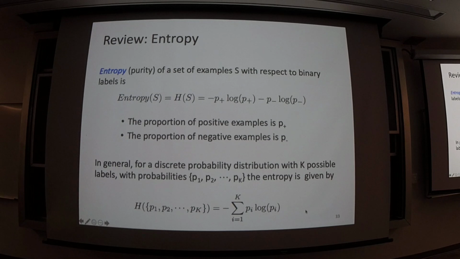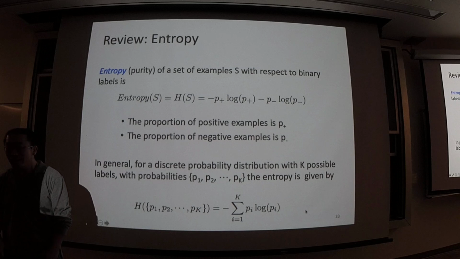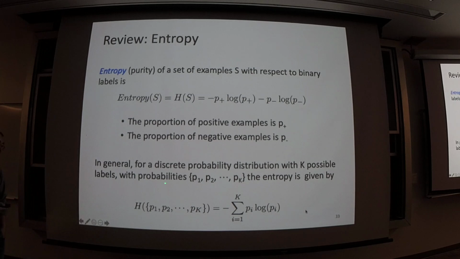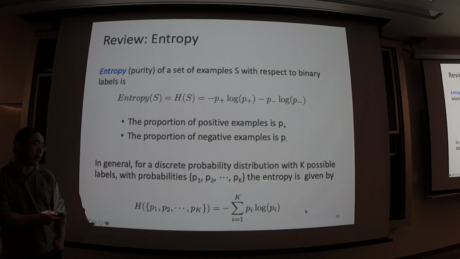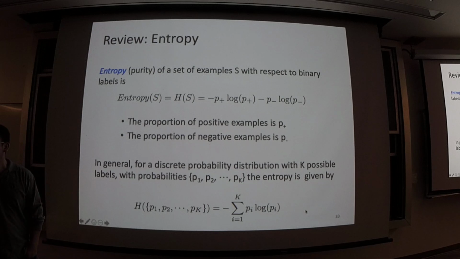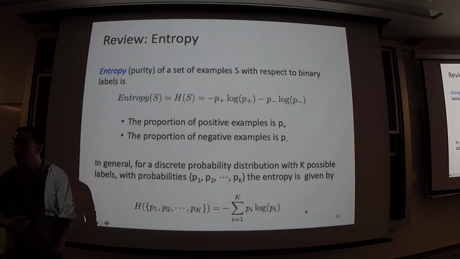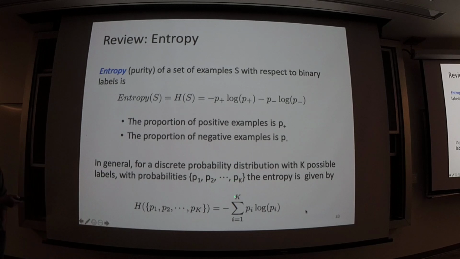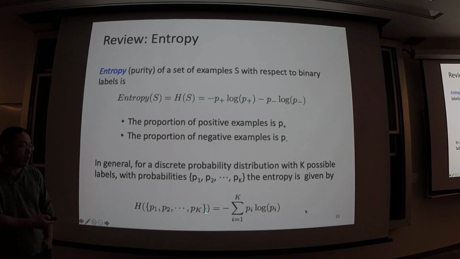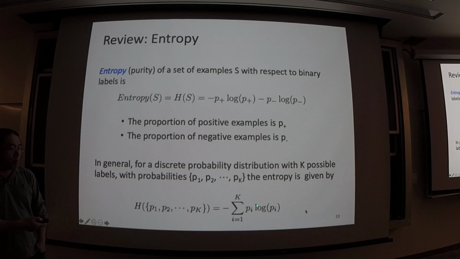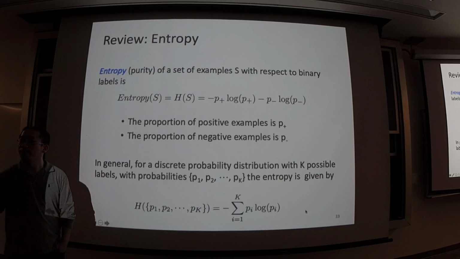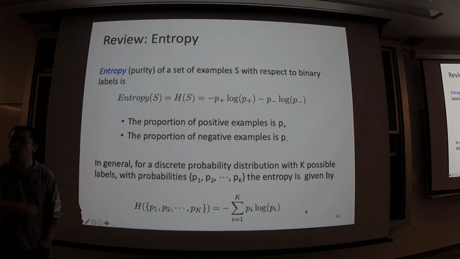In general, if we have k possible labels in our data set, we have k probabilities, p1, p2 to pk. Each pi represents the proportion of label i in your data set. Then your entropy is defined as the summation over the k possible labels, where each summand is minus pi logarithm pi. So this is the standard definition of entropy.